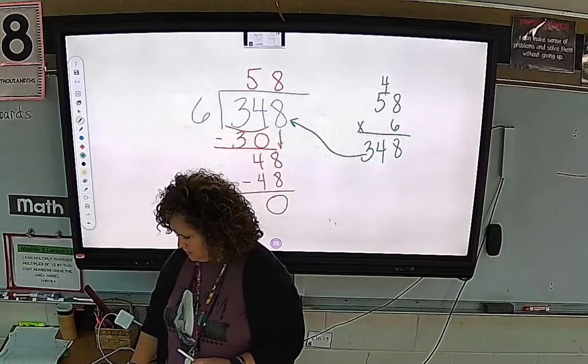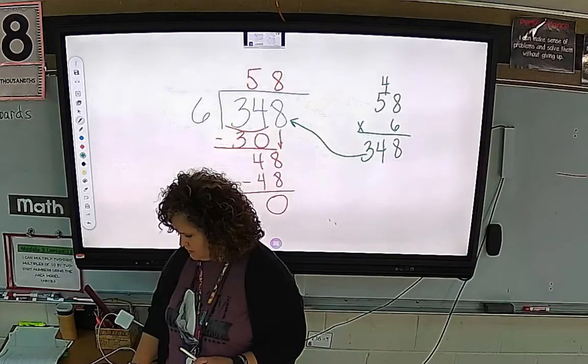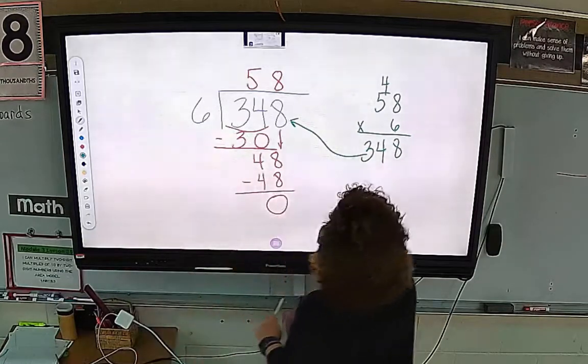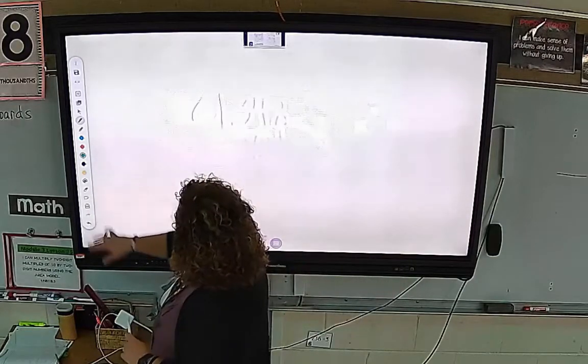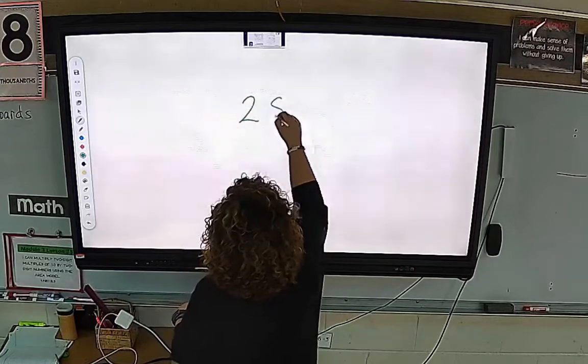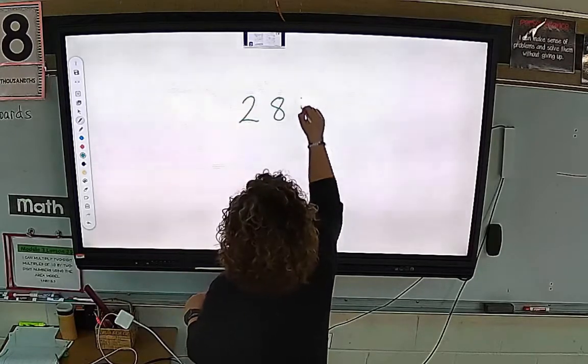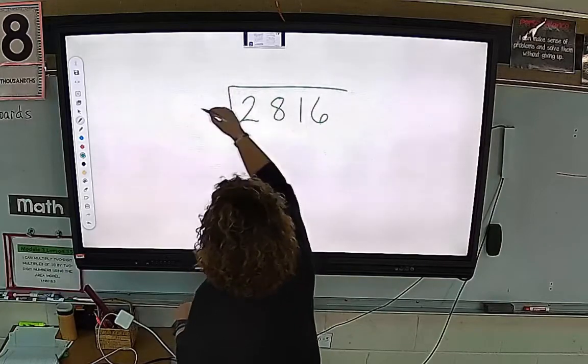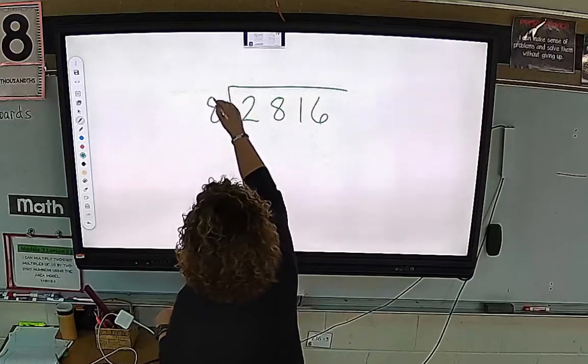Let's jump to, is that, oh, it is multiplication. Okay, let's do one more. Just one more of the division. 2,816 divided by 8.